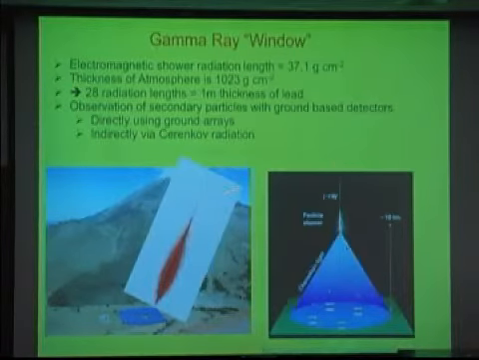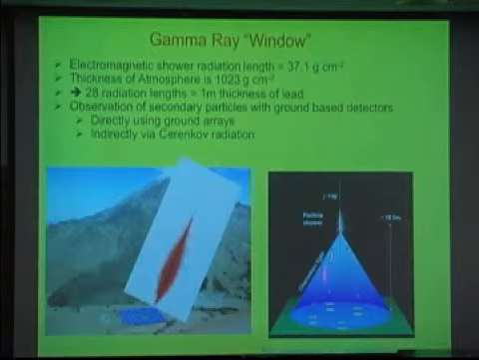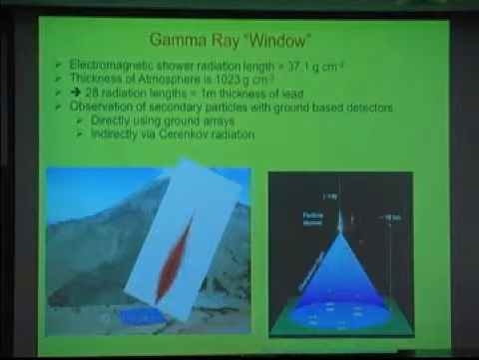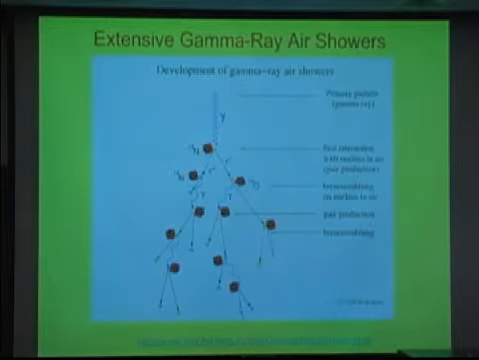Okay. If you're using an imaging air Cherenkov telescope, such as this cartoon illustrates here, the telescopes observe the Cherenkov light that's produced by these charged particles in the shower. I believe Stefan gave a talk about VERITAS a little while ago. So let's talk a little bit more about the gamma ray air shower.